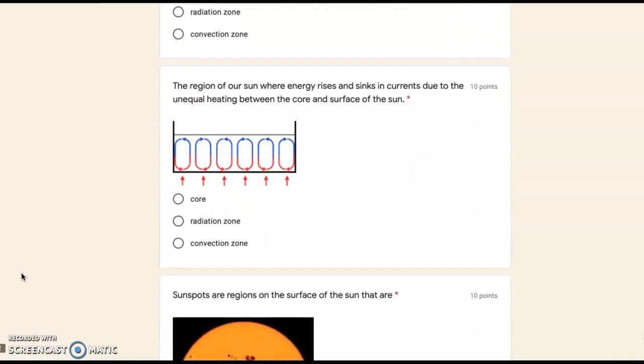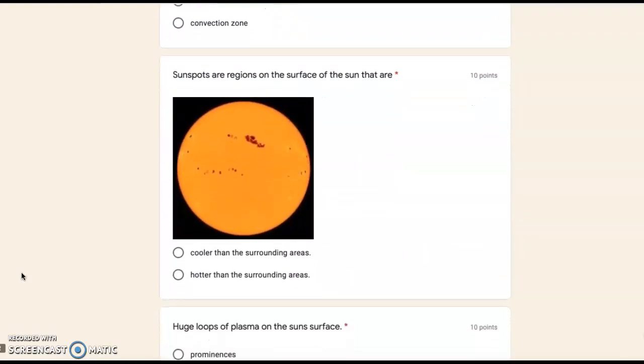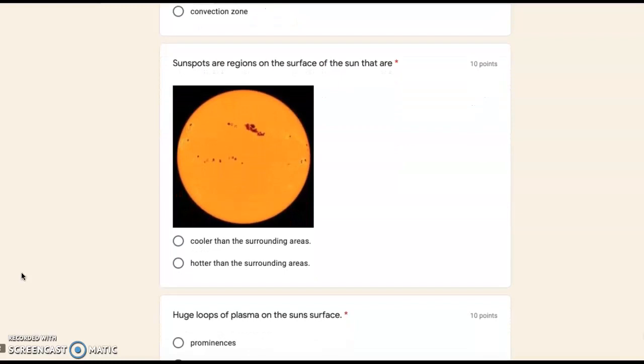Number 5. The region of our sun where energy rises and sinks in currents due to the unequal heating between the core and surface of the sun is the core, radiation zone, or convection zone. Number 6. Sunspots are regions on the surface of the sun that are cooler than the surrounding areas or hotter than the surrounding areas.